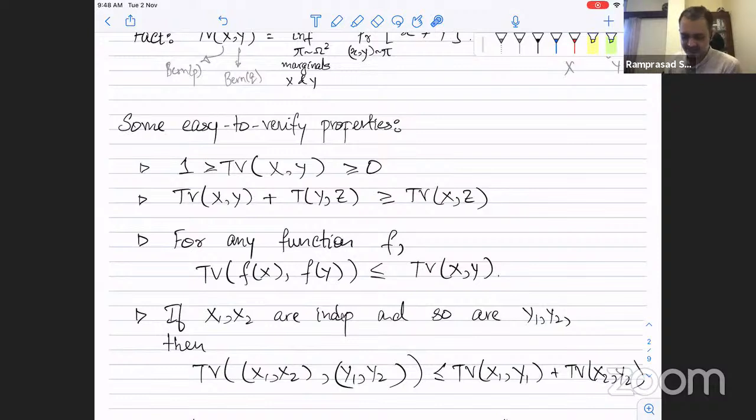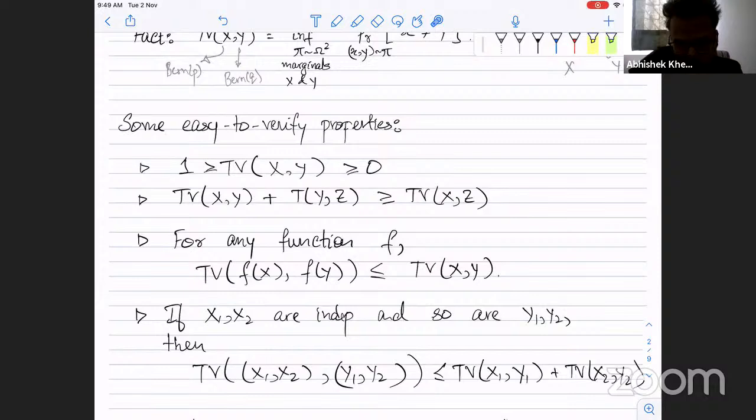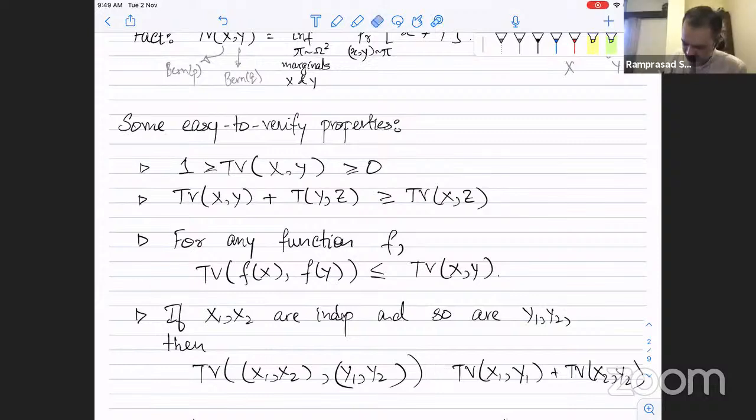Okay, so all of this hopefully seems fairly natural to you. You don't need to really verify these, but as long as you're convinced of this, it's fine. So Abhishek, you had a question? Yeah, so did you mean an equality here rather than an inequality in the last? Oh, sorry. I meant equality here.